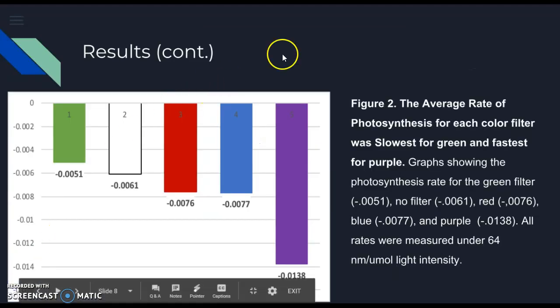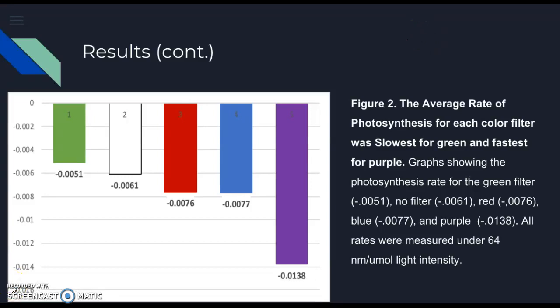Results continued. Figure 2, the average rate of photosynthesis for each color filter was slowest for green and fastest for purple. So this graph shows the coefficient or the slope of the best fit line for each graph that we obtained for each colored sample.